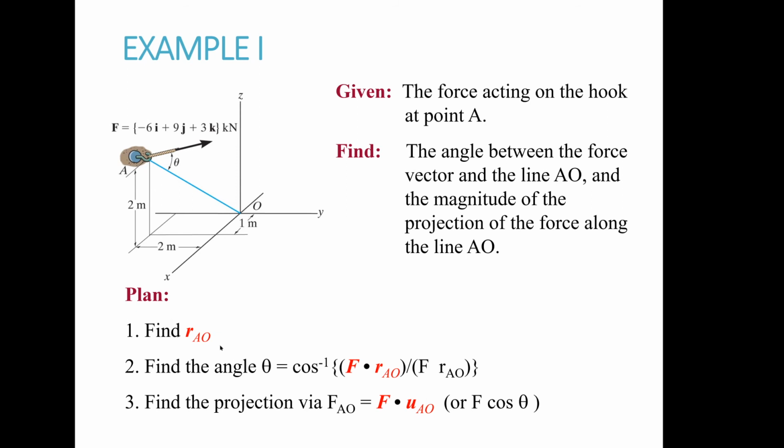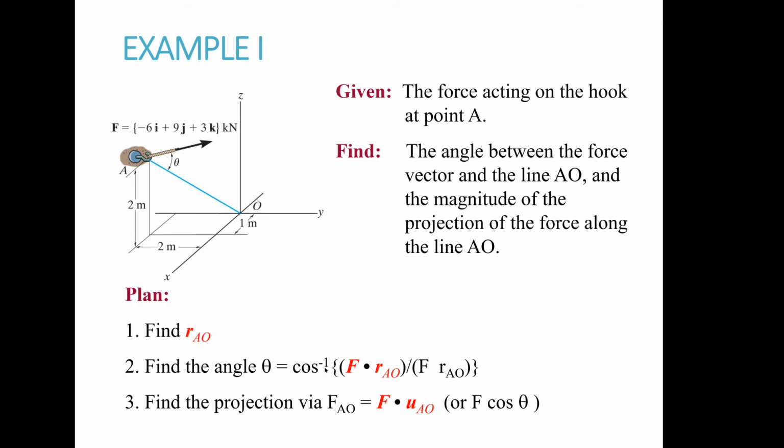So the first thing we need to do is find this vector RAO, right? We already have the force vector, that's already given. All we need to do is apply the formula that we previously looked at to find that angle. And the next part is you want to find the projection. You just have to do the dot product between the two, right? That's what we had talked about previously. So to get the magnitude, you just have to do the dot product between these two unit vectors.